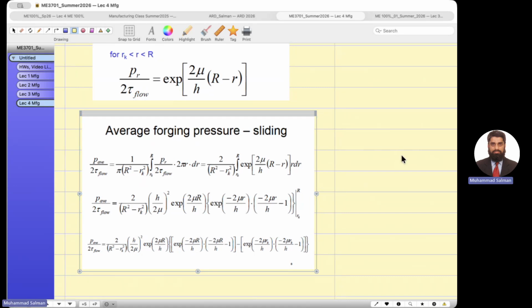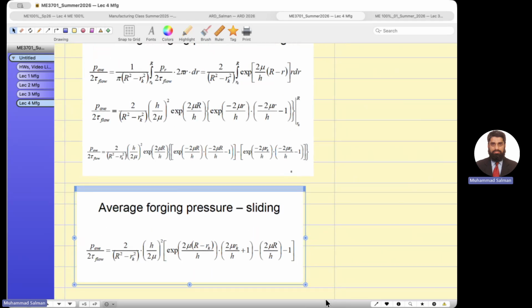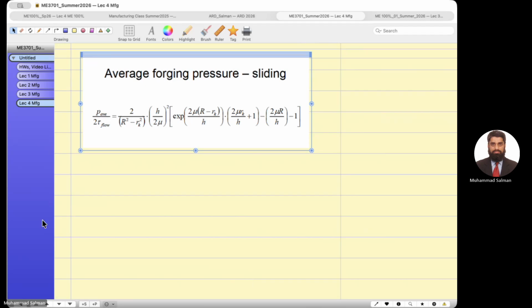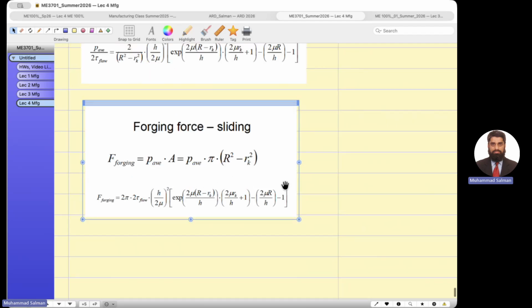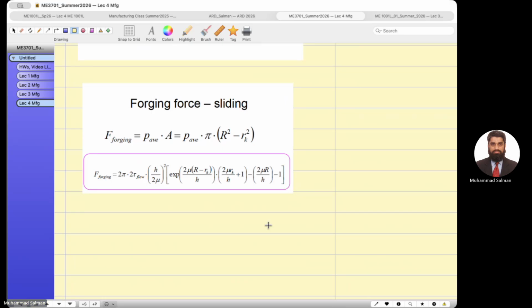Everyone has done calculus 1 and 2. They can practice symbolically. This is all symbolic calculus. And this is the forging force for all sliding, the forging force for a cylindrical piece. This force formula, you should know how to use. It's just a formula. If I give you the parameters, you should be able to find out the forging force of a cylindrical piece. Is it difficult?